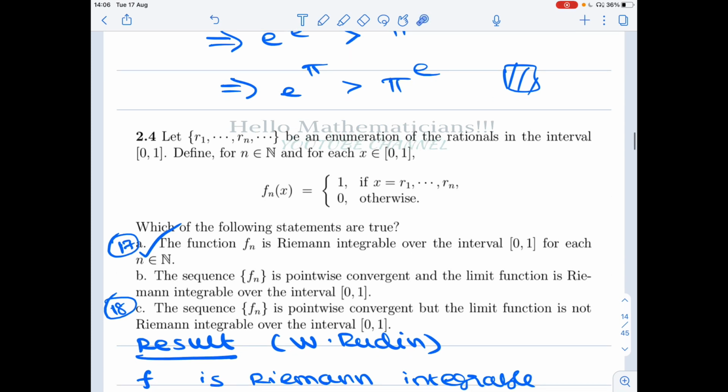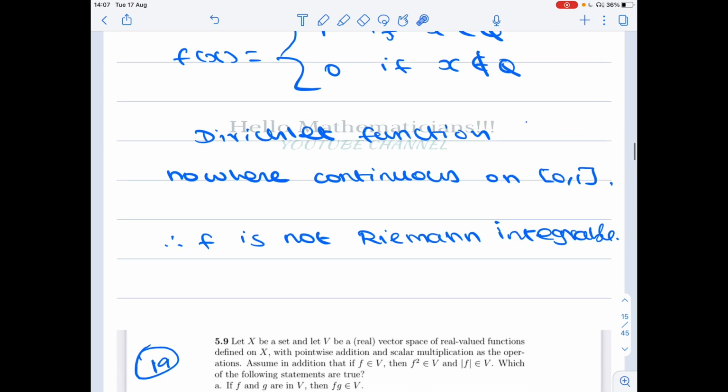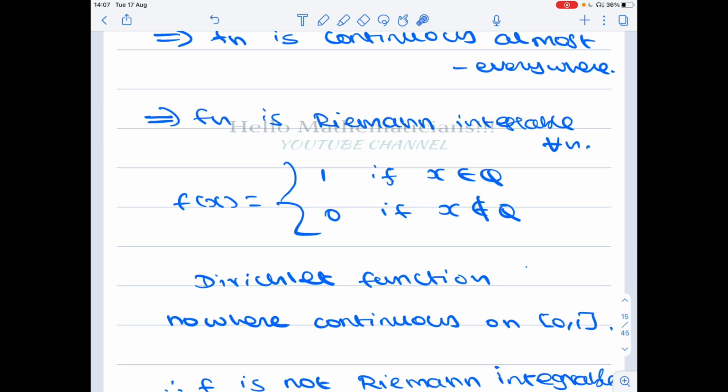And the second option: the sequence fn is pointwise convergent and the limit function is Riemann integrable. This is false, because the limit function is the Dirichlet function. The Dirichlet function is nowhere continuous. You can prove this by taking a rational number and a sequence. We will prove it in some other problem in the future. Anyway, this function is nowhere continuous.